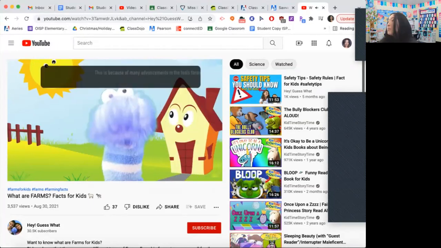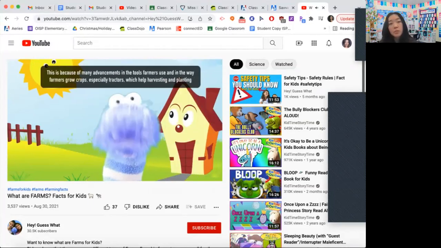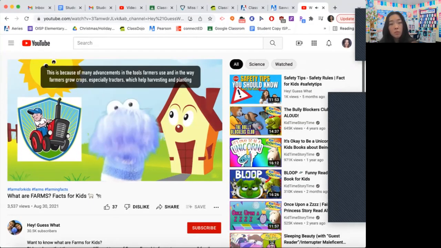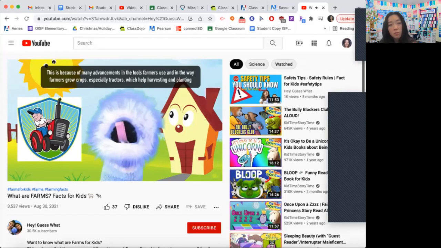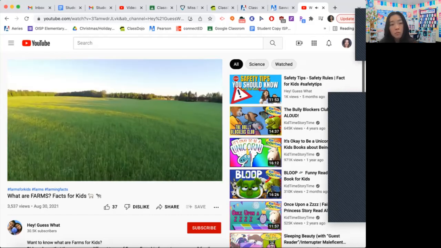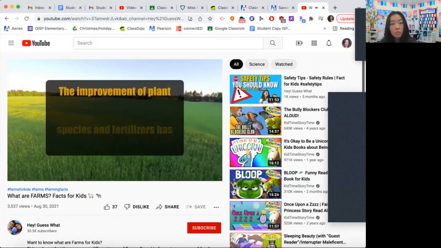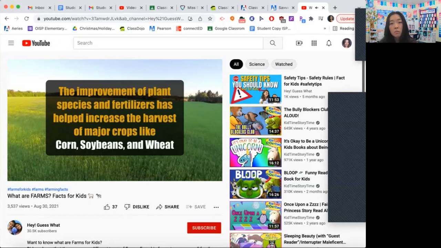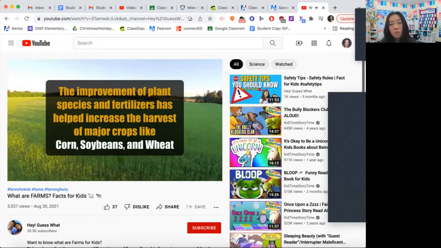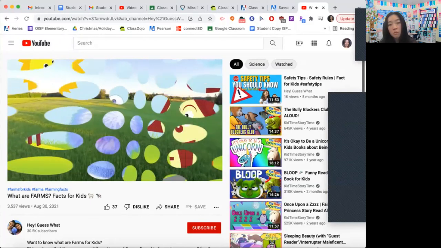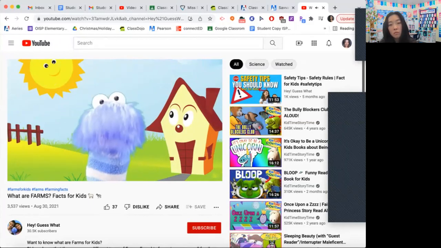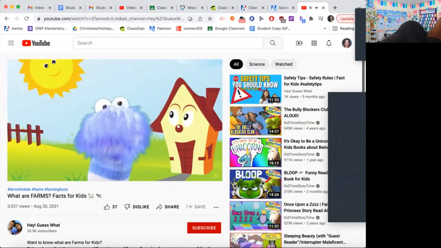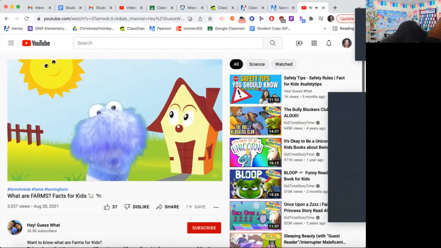This is because of many advancements in the tools farmers use and in the way farmers grow crops, especially tractors, which help with harvesting and planting. And the improvement of plant species and fertilizers has helped to increase the harvest of major crops like corn, soybeans, and wheat. Even livestock care and breeding increased due to advances in scientific research with the animals and how to take better care of them.